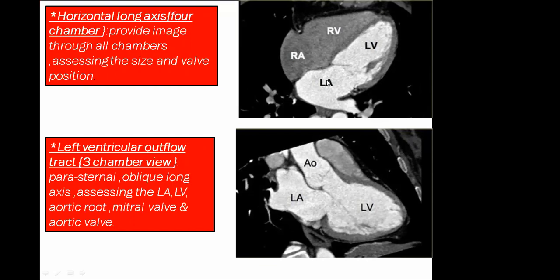So this is the four-chamber view. Left ventricular outflow, this is a three-chamber view. This is a parasternal oblique long axis, assessing the left atrium, left ventricle, aortic root, mitral valve, and the aortic valve. So this is the left atrium, left ventricle, left ventricular outflow, and the aorta.